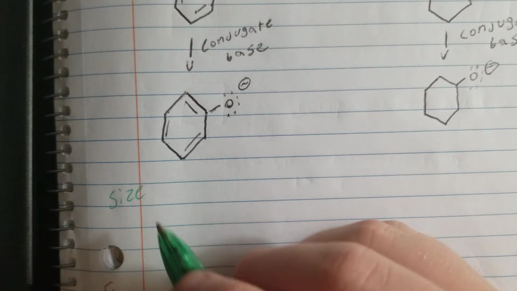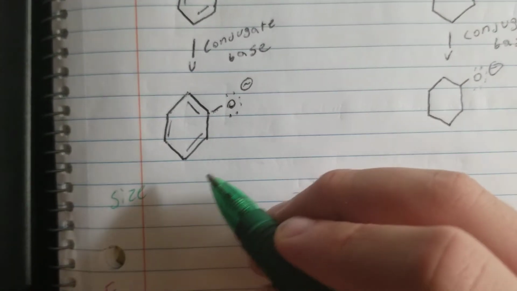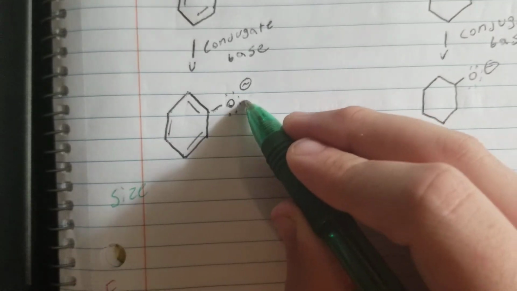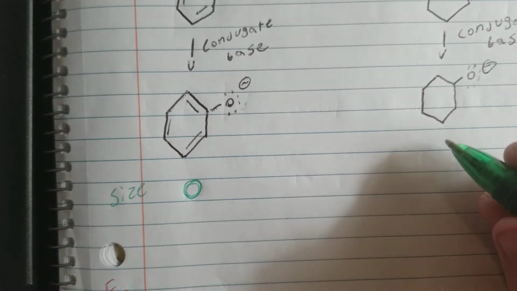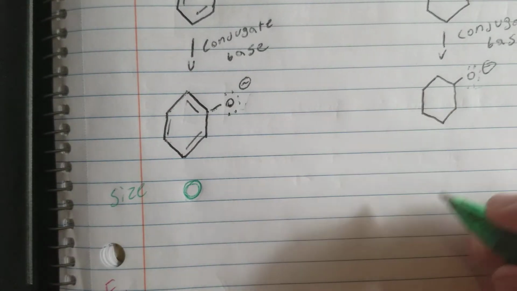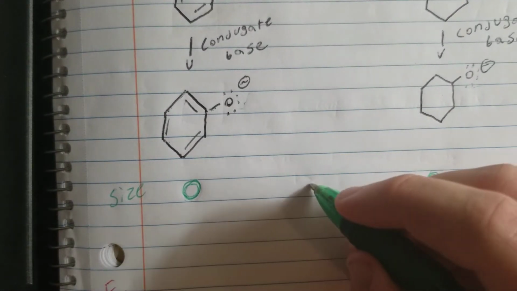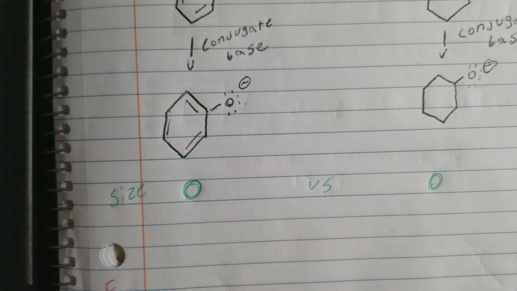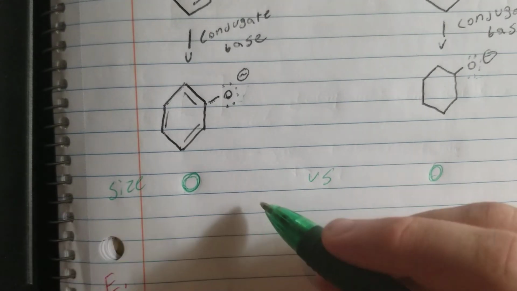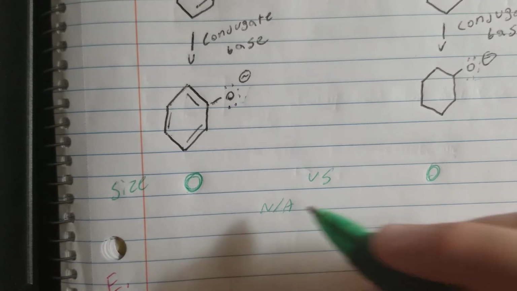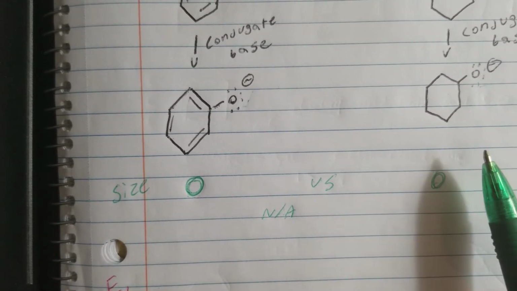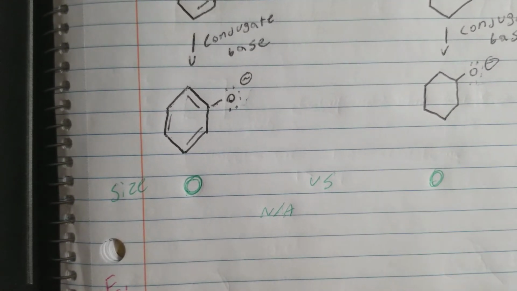So first things first, we have size. Now the negative charged atom here is going to be oxygen. The negative charged atom here is going to be oxygen. So comparing oxygen and oxygen together in terms of size, you have no difference. Thus, it cannot determine acidity. It is the same atom after all.